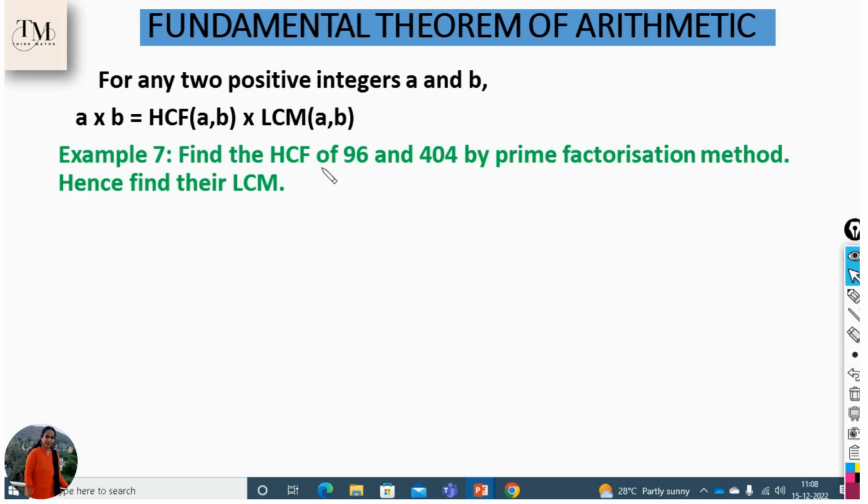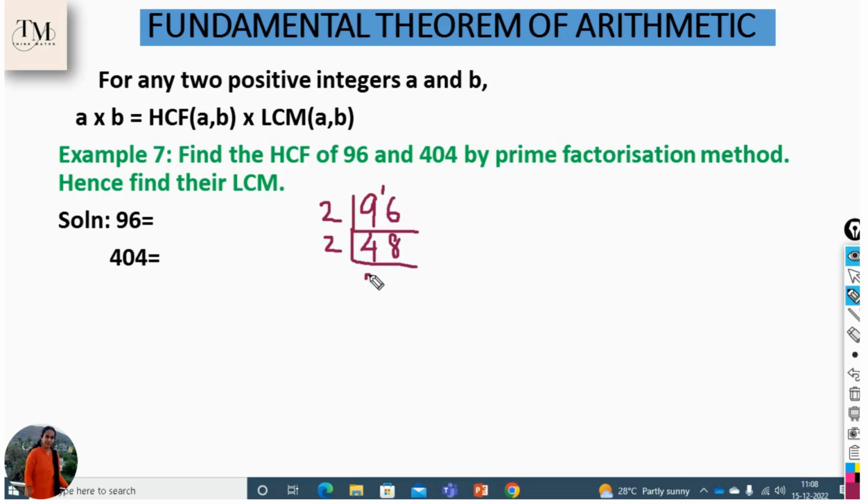Find the HCF of 96 and 404 by prime factorization method. Hence, find their LCM. First we have to factorize 96 and 404. 96 is an even number, so I start with the least prime 2. 2 fours are 8, balance is 1. 8 twos are 16. Again I take 2. 2 twos are 4, 4 twos are 8. Again 2 can be taken. 1 two is 2, 2 twos are 4.